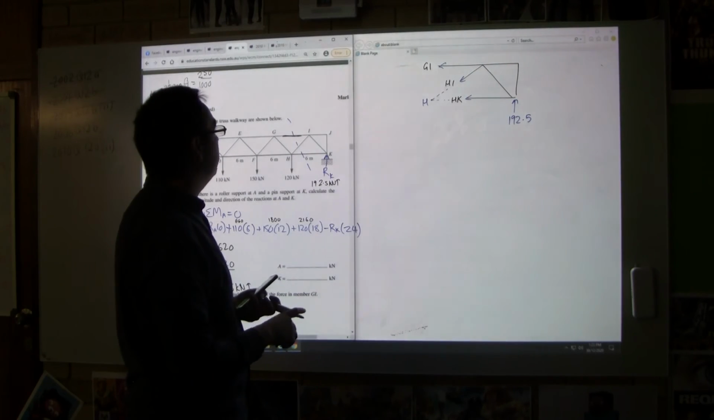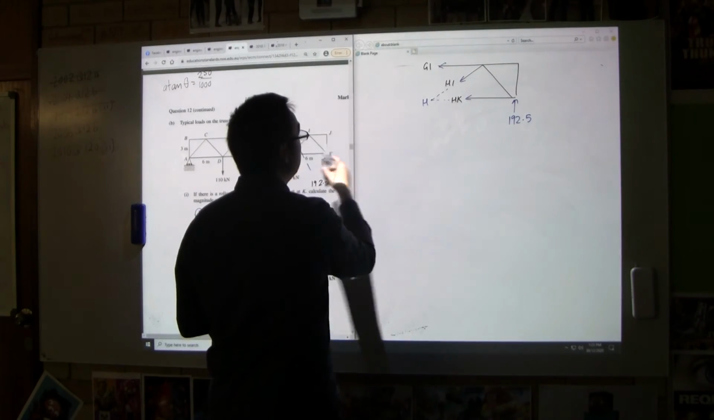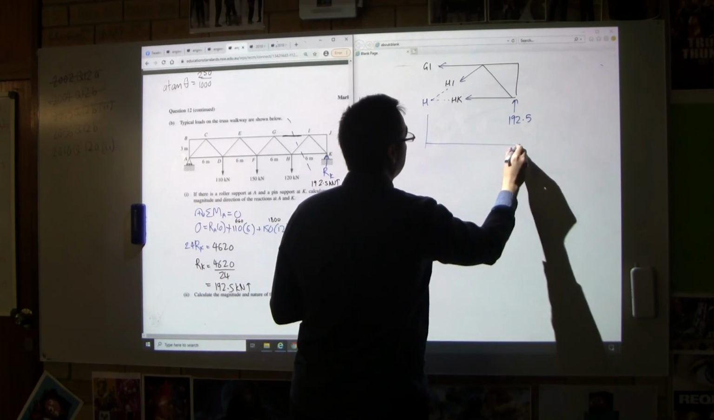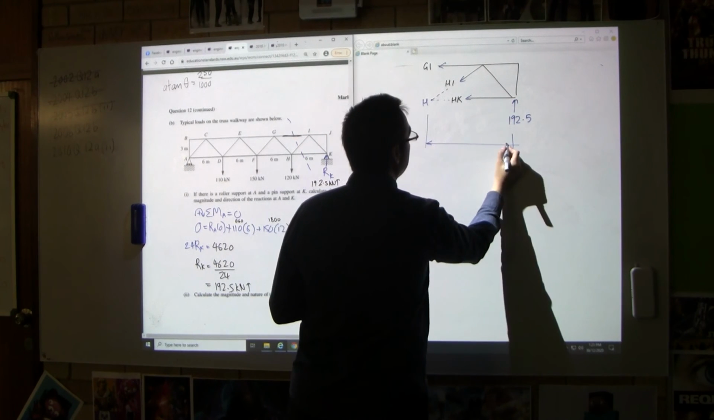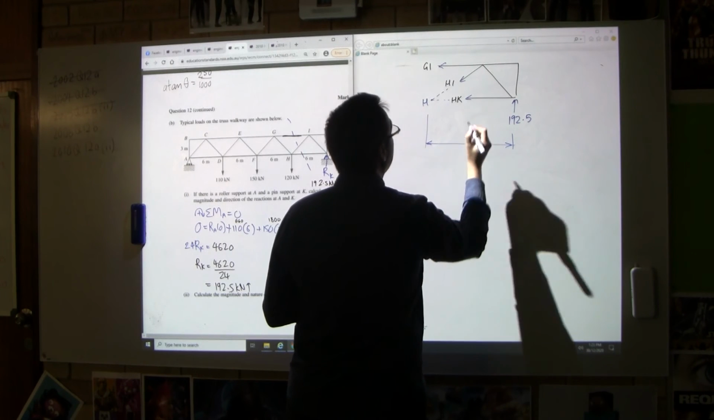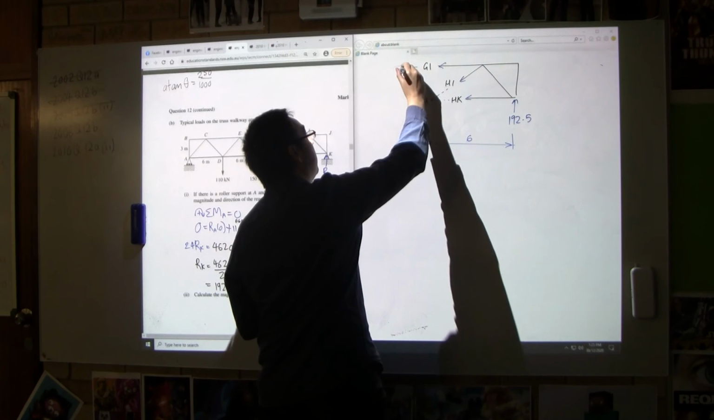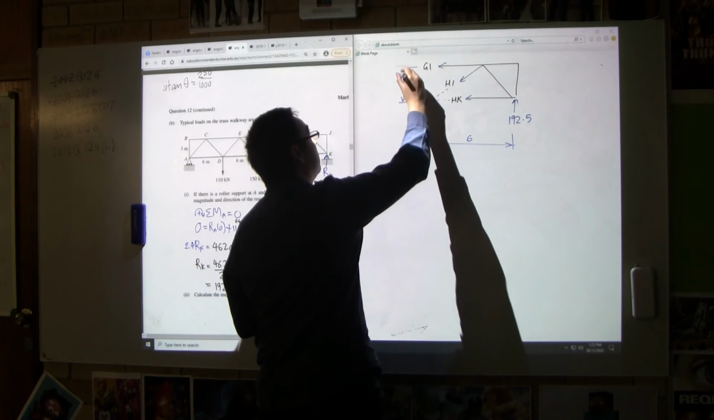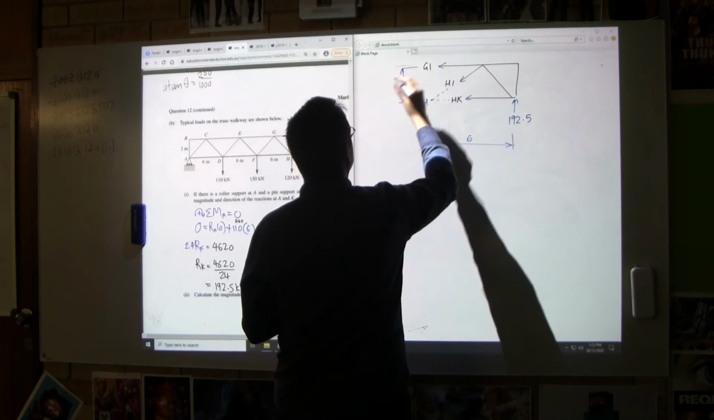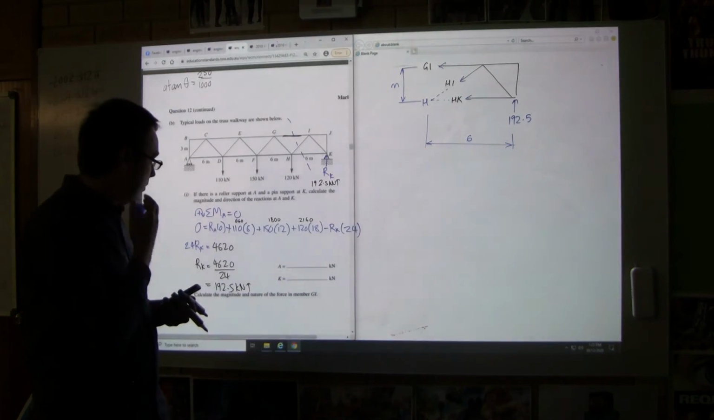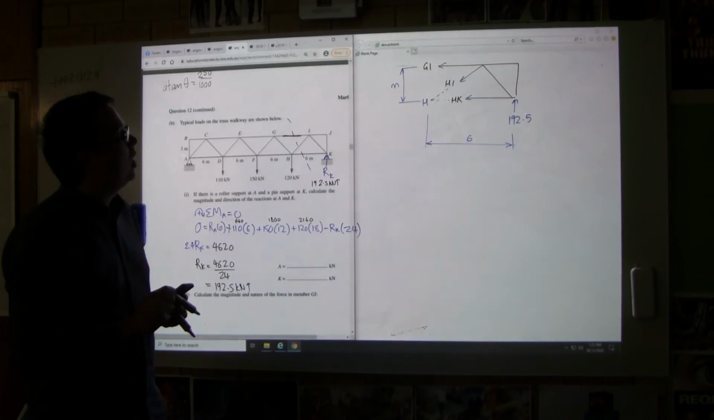So what we need to know then is what is the distance from H to K? What is this distance from H to K? It is 6 meters. And then, what is the distance from GI to H? 3. Oh, they gave that to us. That's nice. Okay. This is pretty easy, 2 marks for this part.